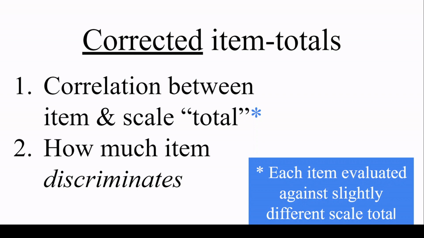One last thing to mention is that this statistic is commonly presented as an index of item discrimination. That simply means that we expect item responses to track along with the construct being assessed.